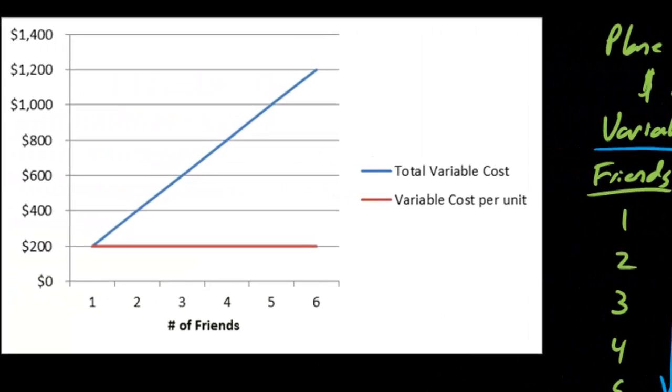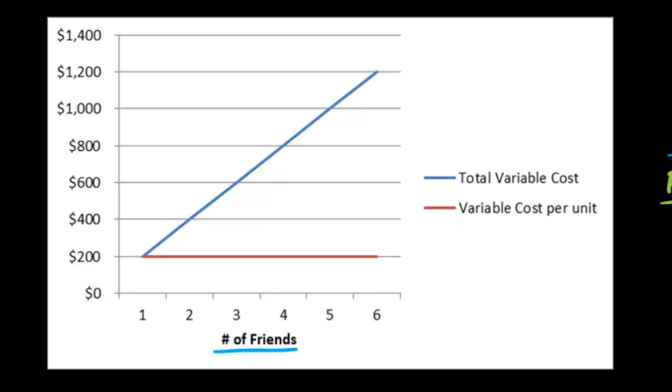And you can see that on this graph here. No matter how many friends we invite, 1 through 6, the variable cost per unit or the cost per friend right here is fixed. It's $200. It's the same thing I just showed you. But the total variable cost right here, it varies. Okay, the total cost varies. If we invite more friends, we have to buy more plane tickets. So it's a variable cost because the total cost varies. So we define cost as fixed or variable based on the total cost. That's the idea I'm trying to get across to you guys. It's based on the total cost.